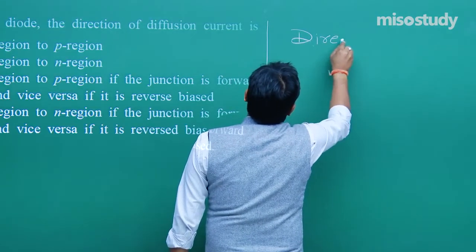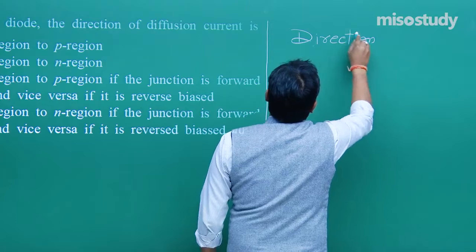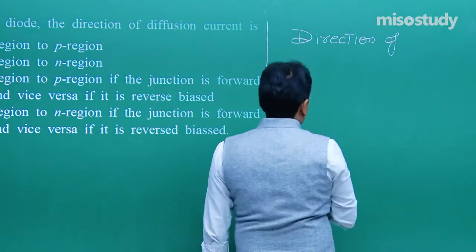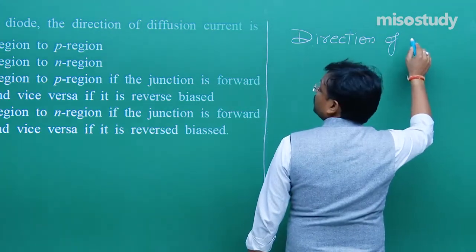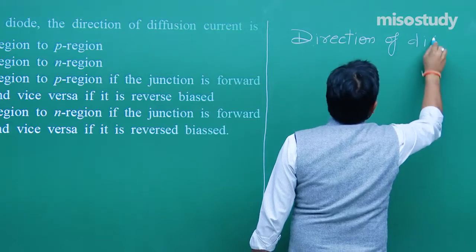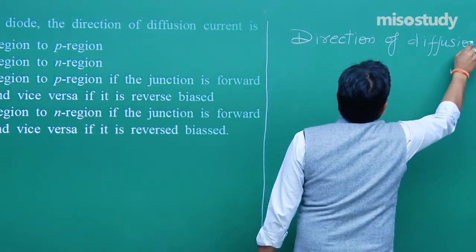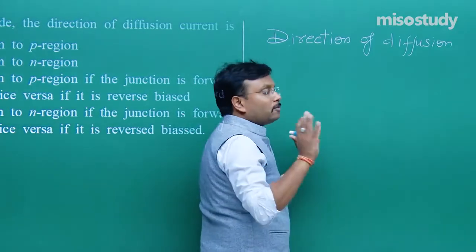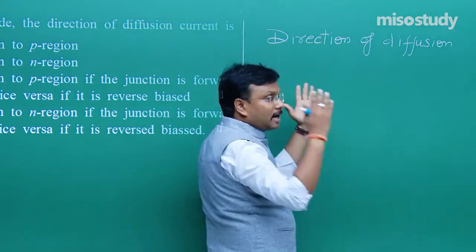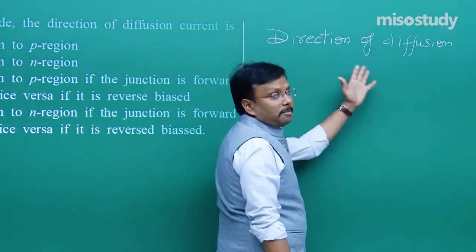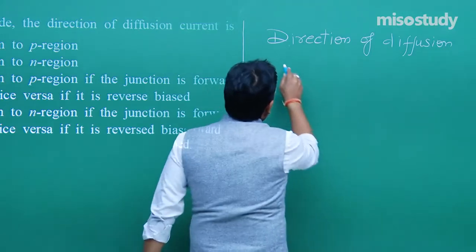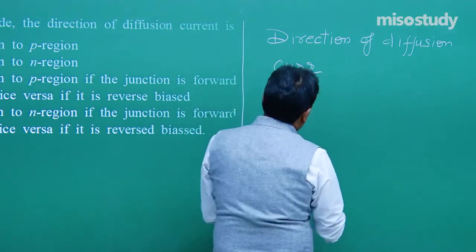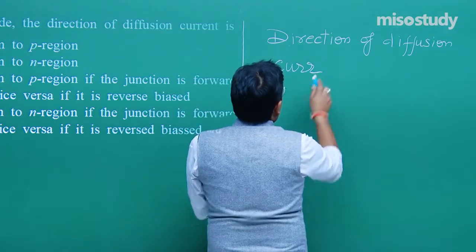Over here I would like to mention the direction, and why you people commit these mistakes I will also tell you, but first allow me to write down the direction of diffusion current. Why am I writing it? Because it is going to be part of this video. At some point if you are watching this video, it may be that this sentence goes directly into your mind. That's the reason I am writing this. Direction of diffusion current.